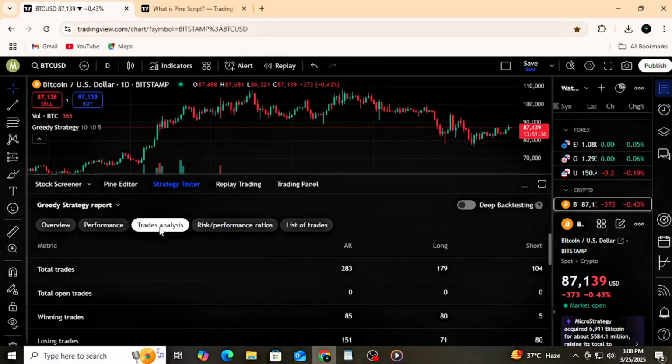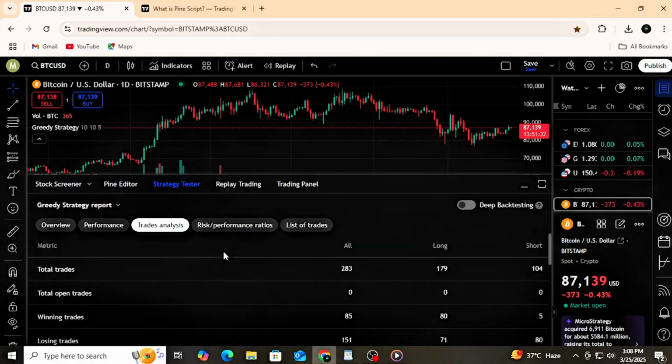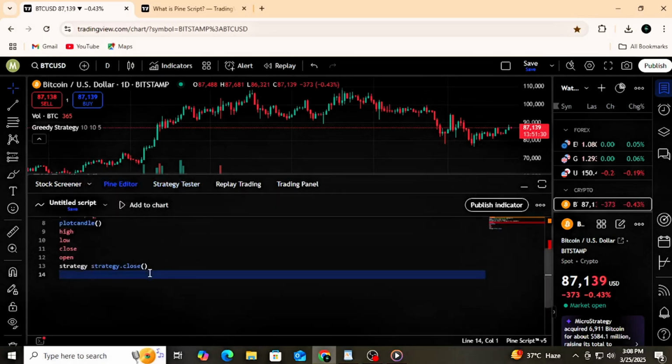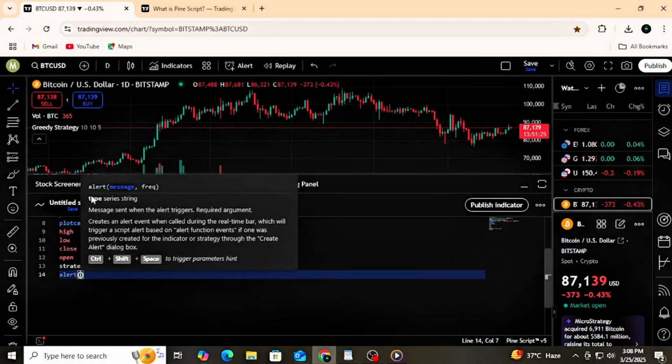One of the powerful features of PineScript is its ability to generate alerts. Alerts notify traders when certain conditions are met, allowing them to stay informed without constantly monitoring charts. This feature is especially useful for identifying trade opportunities in real time.